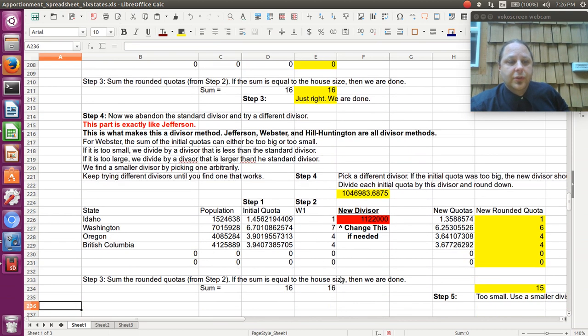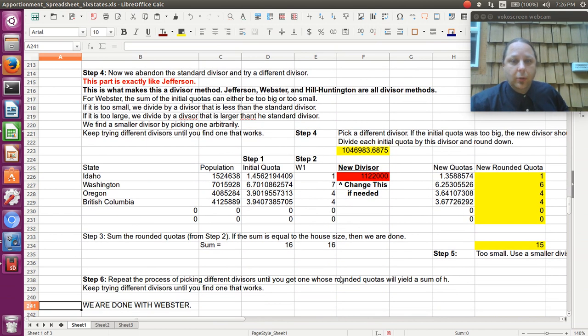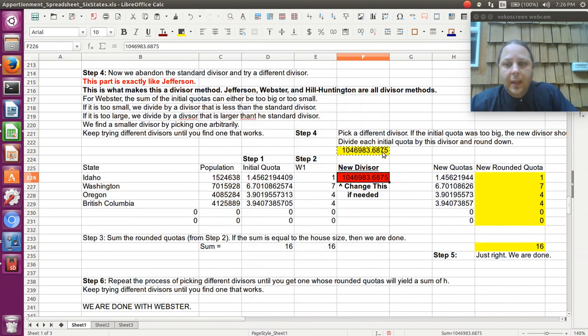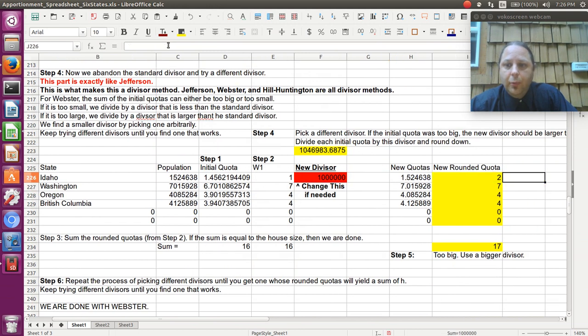Okay, let's play with Webster now. Scrolling down, and basically I'm skipping everything except when I get to this point where it says, just right, we are done. That means the initial quota was sufficient, and I don't need to take any more steps. I'm going to scroll down just to show you where we would take additional steps if they were required. Here's the standard divisor. I'm going to put that in here. And it works, but if I needed to make a divisor that was smaller or larger, I would do that. So I'm going to show you what a smaller one would look like.